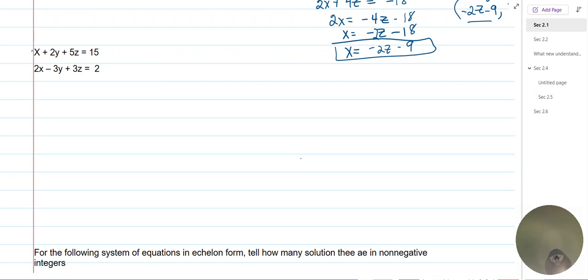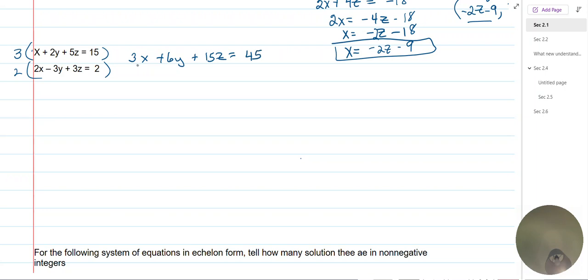So here we go. On this one, this time we have a negative here and a positive, and this one's all positive, and it's 15 and 2. So we're going to get rid of the y's in this case. I'm going to multiply this by 3 and this by 2. So I'm going to have 3x plus 6y plus 15z equal to 45.